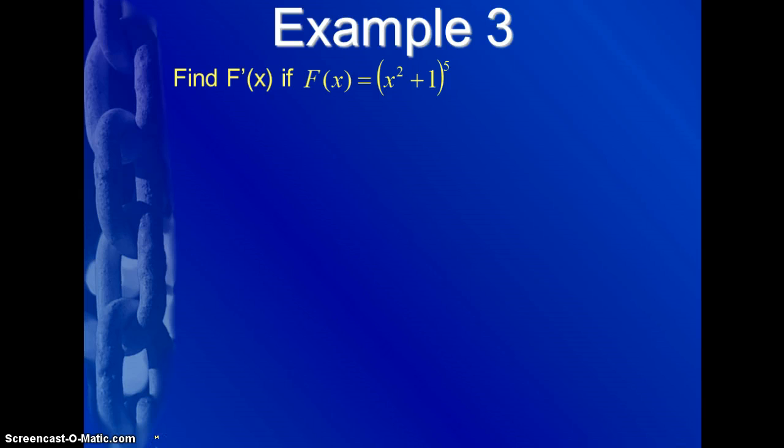So if we were to do this old school, you'd have to write x squared plus 1 five times all out in a row, FOIL them all together, get one big polynomial, and then power rule down the line. Even with Pascal's triangle, it's not going to be fun.